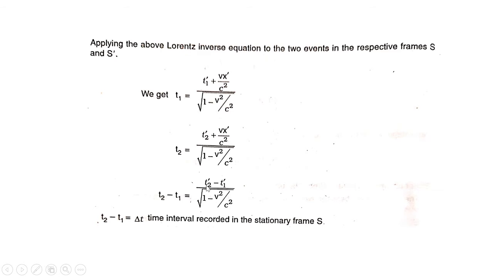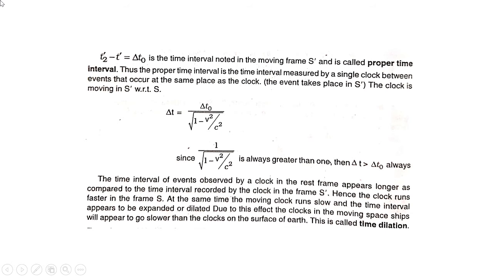t2 minus t1 equal to t2 dash minus t1 dash divided by root of 1 minus v square divided by c square. This is a simple substitution, but you have to work this out in your notebook. t2 minus t1 equal to delta t, that means the time interval recorded in the stationary frame S. Then t2 dash minus t1 dash equal to delta t0 is the time interval noted in the moving frame S dash, and it is called the proper time interval.